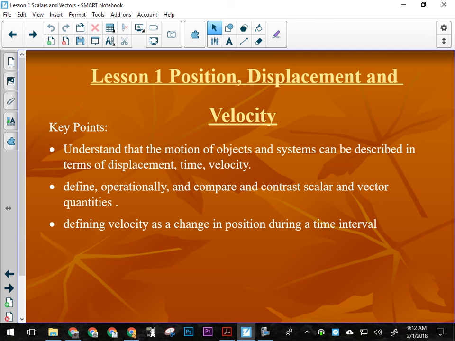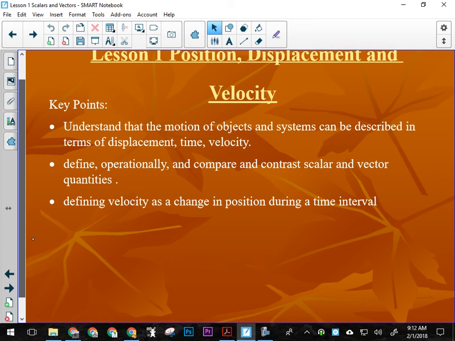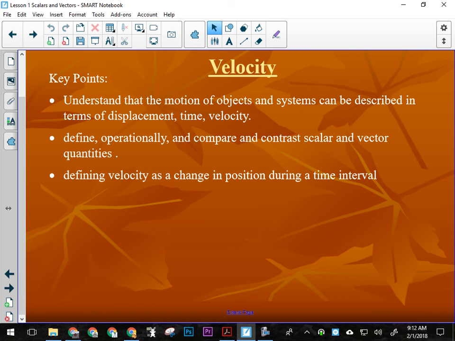And then distance is the other scalar quantity. Distance just says how far you've gone. So we'll be talking about that. We'll be comparing and contrasting scalar and vector quantities. Scalar quantities, like we said, just have magnitude, so just a measured value with units, whereas vector quantities have a measured value with units as well as whatever direction they're going. And lastly here, defining velocity as a change in position during a time interval.